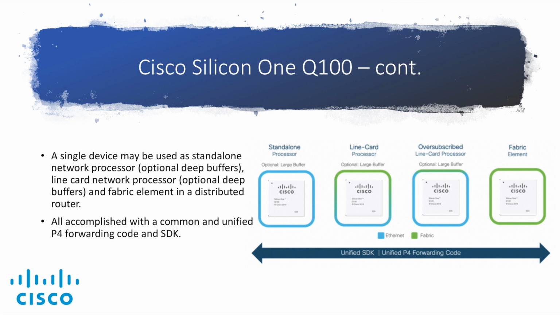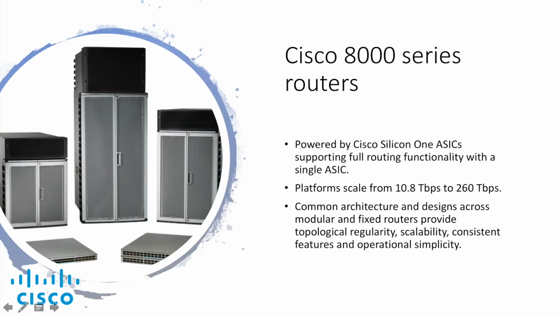And I think the last tagline here is important. All of these uses are accomplished with one unified forwarding code and the SDK. And I think that is the big message here. Of course, we also have systems to go along with that. That's the Cisco 8000 series. I think it was announced at the same time. And I think it demonstrates the applicability of all that I've been saying, okay?